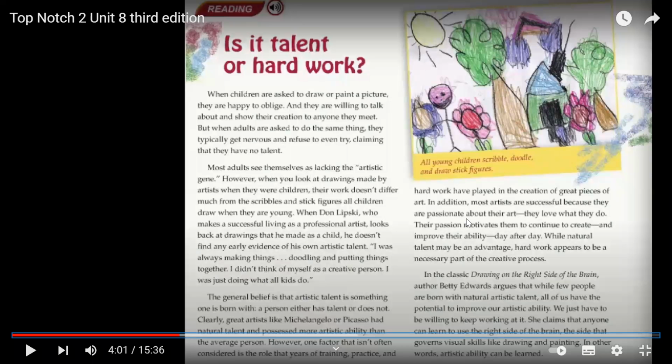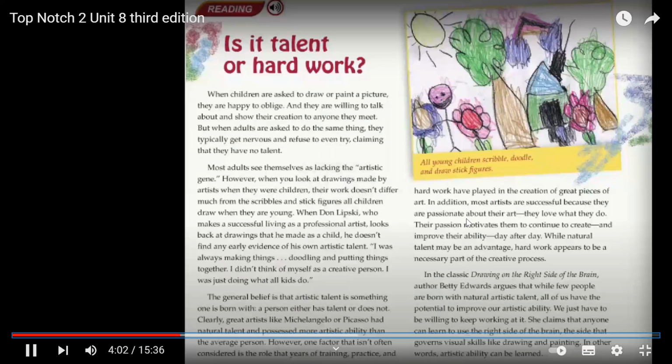Happy to oblige. Oblige is when you do what they tell you to do. For example, if your mother says, Daniela, please help me with the dishes, wash the dishes, you have to oblige. You have to obey, you have to do what she says. Obedecer. So when children are asked to draw or paint a picture, they are happy to oblige. They like to do it.